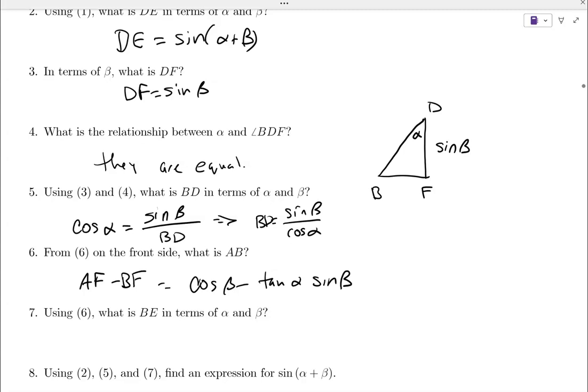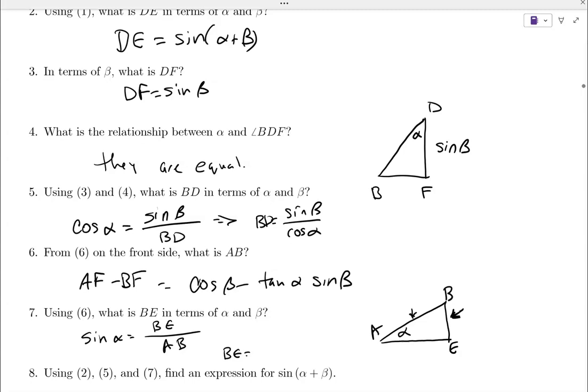And now it wants the length of BE. So we got alpha here. This was AB, and this is E. And it wants this side. So we're given the hypotenuse, and we want the opposite. So we want to use sine. So sine of alpha is BE over that mess, right? I'll just write it over AB.